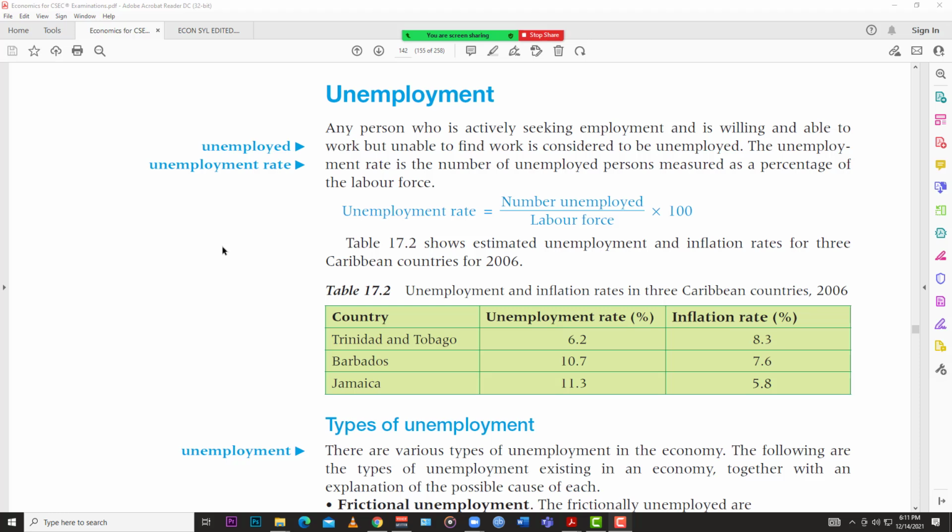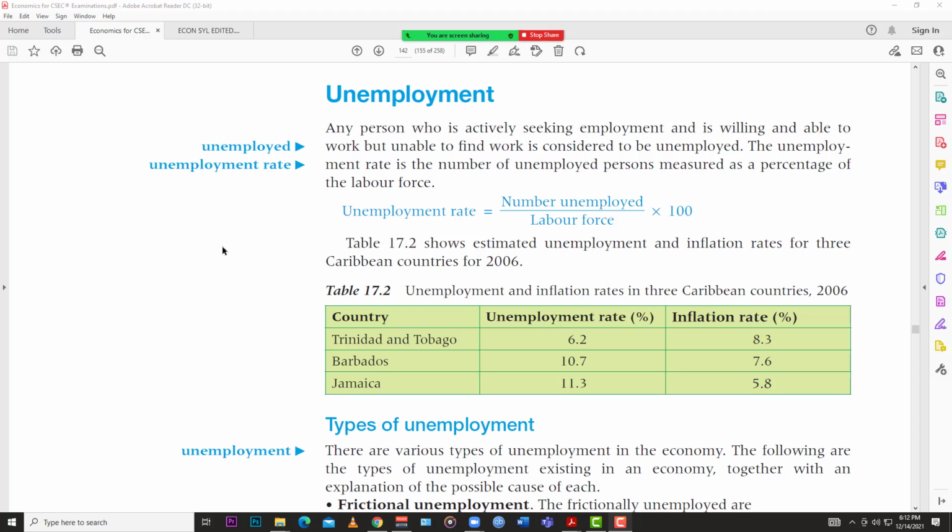So what is the unemployment rate? The unemployment rate is the number of unemployed persons measured as a percentage of the labor force. So it's the percentage of persons who are unemployed, who are part of the labor force. Remember, the labor force is all those persons who are of age and are willing and able to work. Those are the members of the labor force. But of those members, there are some who just cannot find a job, and so they are the unemployed. And so that's why we get the unemployment rate right there. So it's the number unemployed over the labor force times 100 over 1 to get the percentage. That's the unemployment rate.